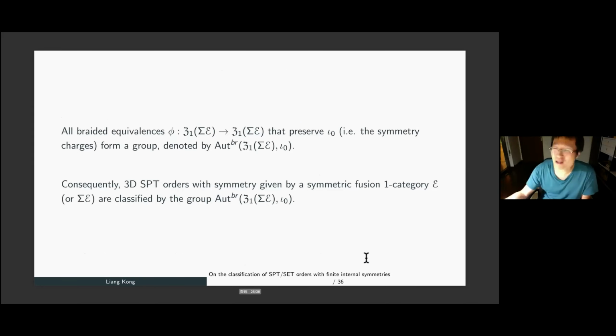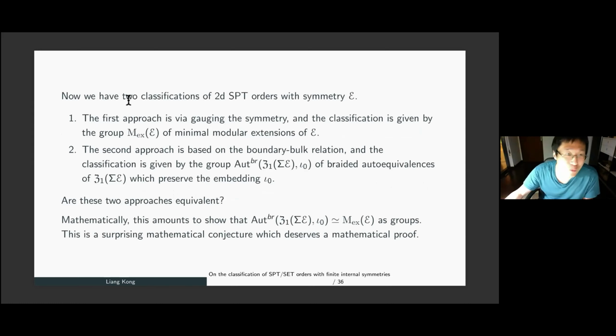Now in this way we get a classification, because this missing data is a braided equivalence that preserves the symmetry charges. We denote all these equivalences by this group. It's a group, and consequently a 3D SPT order with symmetry given by E is classified by this group. But we have two approaches. We have one classification of the 3D SPT order with symmetry E defined by the first approach, gauging the symmetry. The classification is given by the group of minimal modular extensions. The second approach is based on the boundary-bulk relation, and it's classified by this group we just defined.